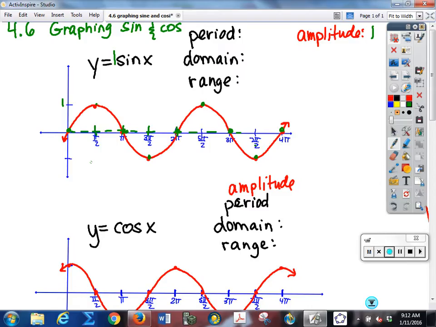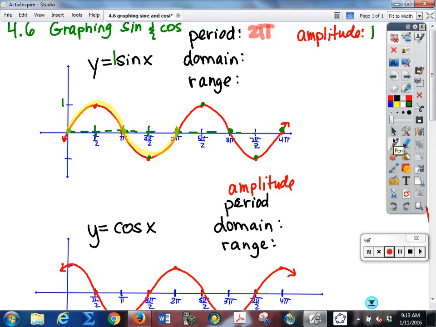Okay. What is the period of this? What does the period mean? It's the shortest part before it starts to repeat. So it starts here. When does it start repeating? No, not yet. At 2 pi. So the regular sine has a period of 2 pi.